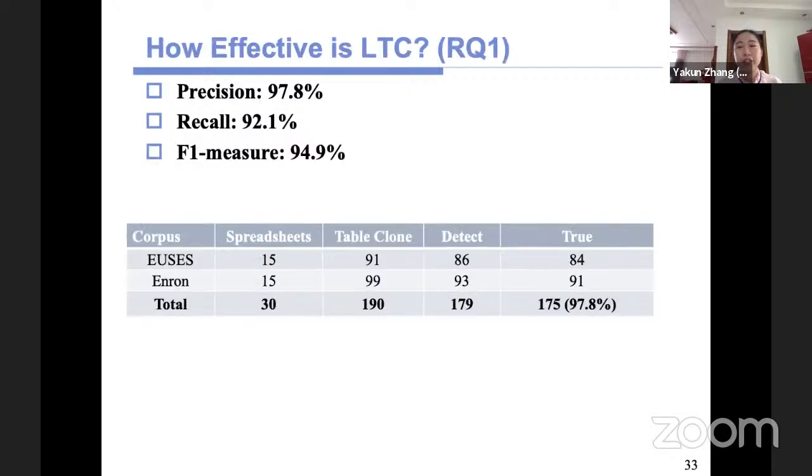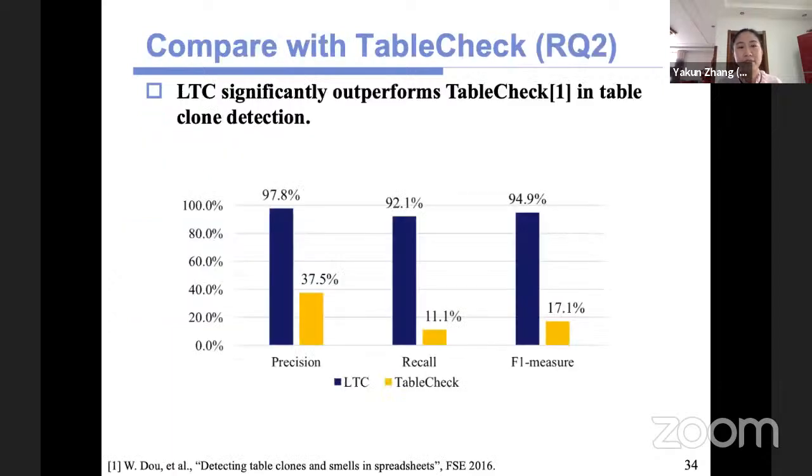After understanding the structure of our ground truth, we started to evaluate our approach. We first use LTC to identify table clones in the test set, and the precision is 97.8%. This shows that LTC effectively detects table clones. For the second question, when comparing LTC with TableCheck on their table clone detection capability, we test TableCheck on the same test set, and the results are shown in this figure.